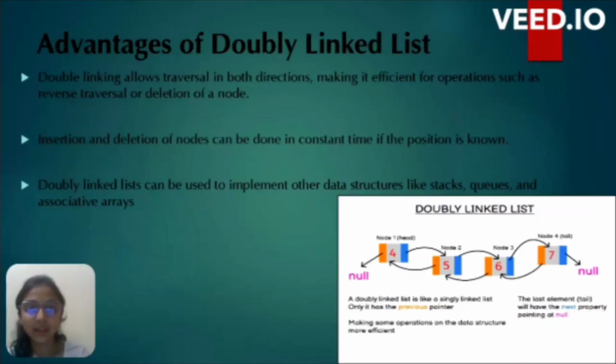Advantages of double linked list. Double linking allows traversal in both directions, making it efficient for operations such as reverse traversal or deletion of a node. Insertion and deletion of nodes can be done in constant time if the position is known. Double linked lists can be used to implement other data structures like stacks, queues, and associative arrays. The representation of double linked list is given below.